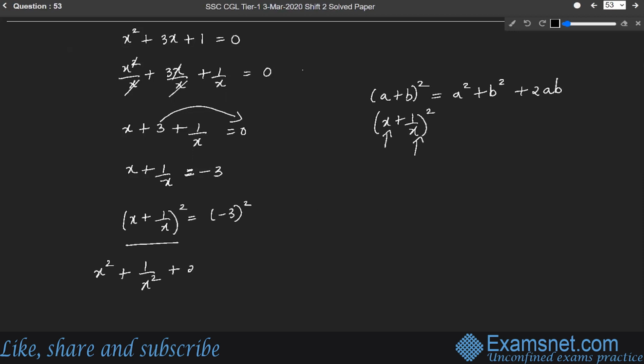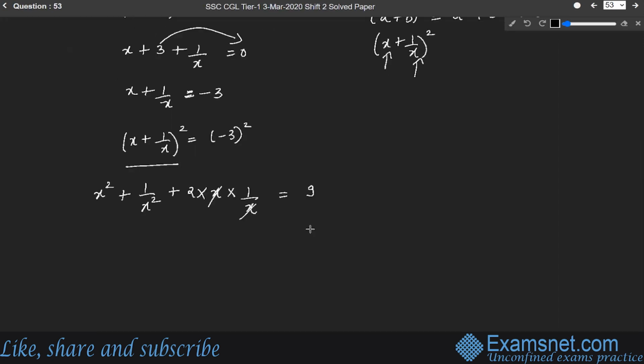Plus 2 into a into b. 2 into a, what is a? X. Into b, what is b? 1 by x. Okay. This will be equal to (minus 3) square. Minus 3 square means minus 3 into minus 3, which will be plus 9. This x and x will be cancelled. So we have x square plus 1 upon x square plus 2 is equal to 9.